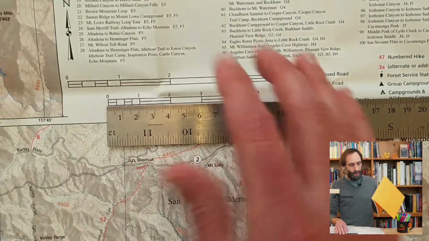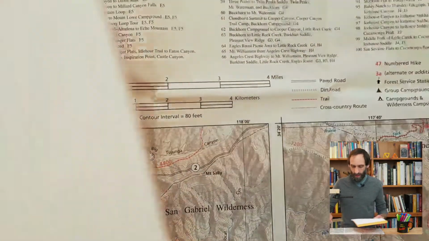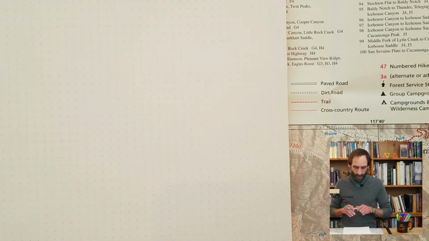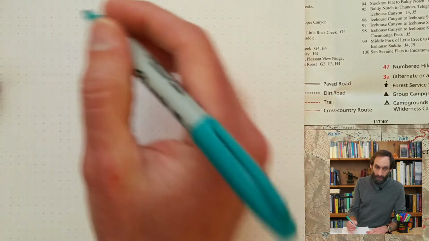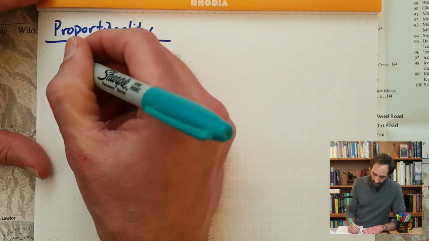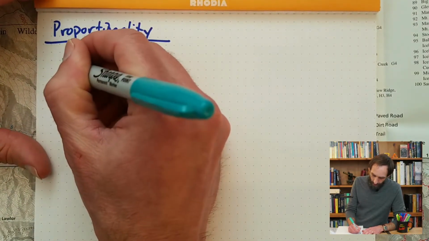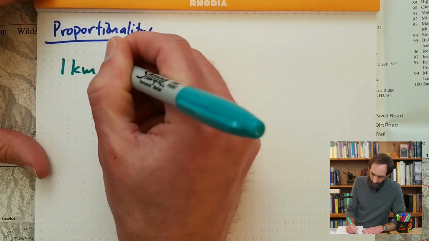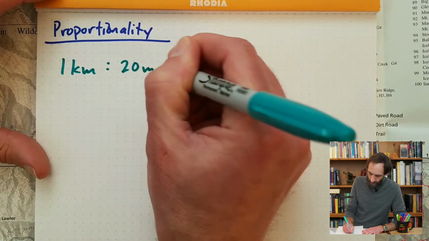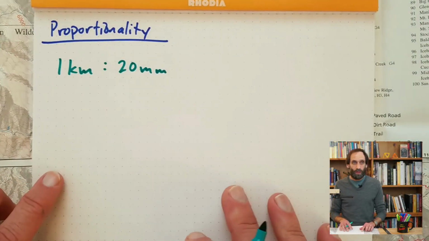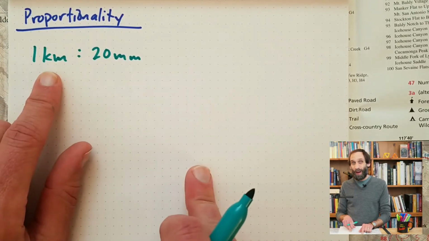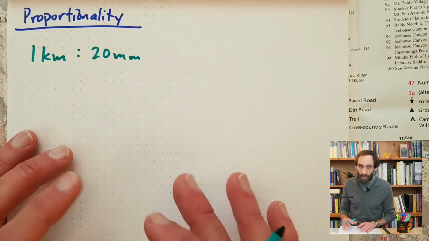So let's actually write that down before we take our measurement. This map has a proportionality scale. Let me bring this down here. We're talking about a proportionality of 1 kilometer for every 20 millimeters. In other words, 20 millimeters on this map is equal to 1 kilometer in the real world.